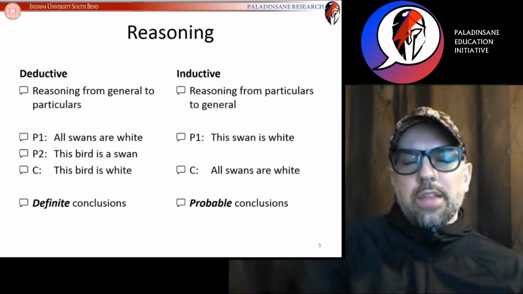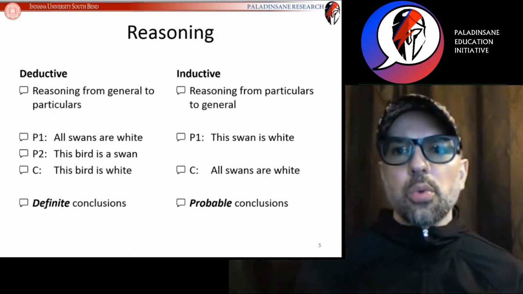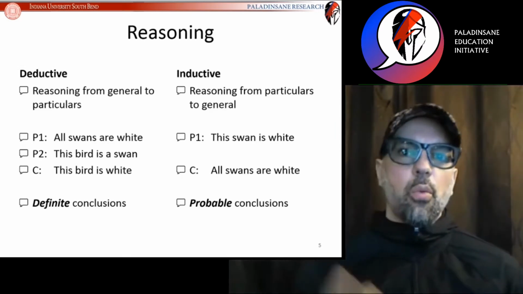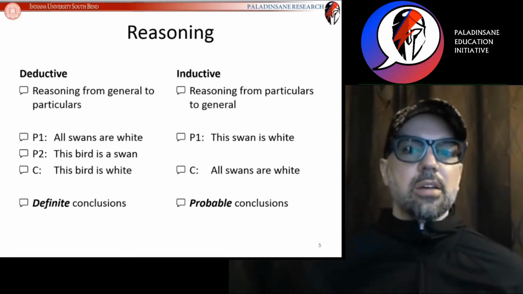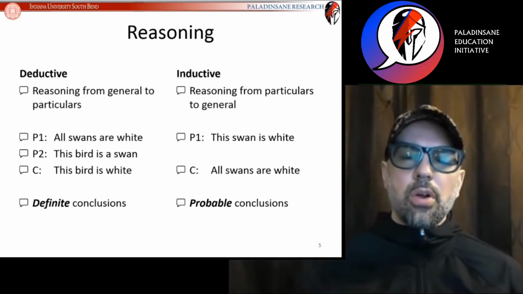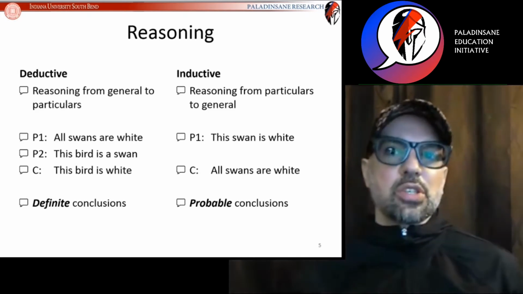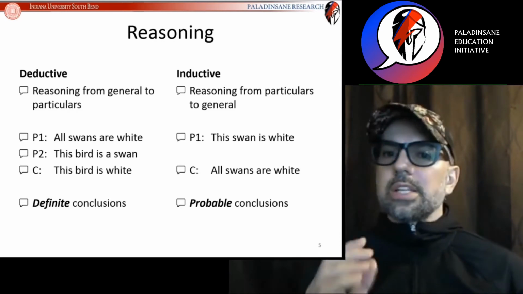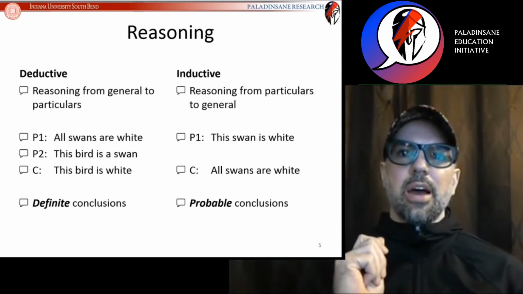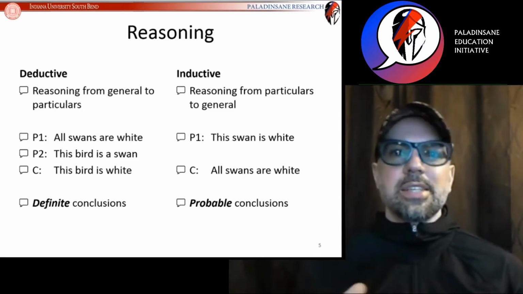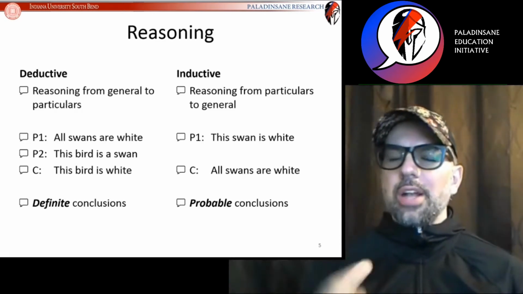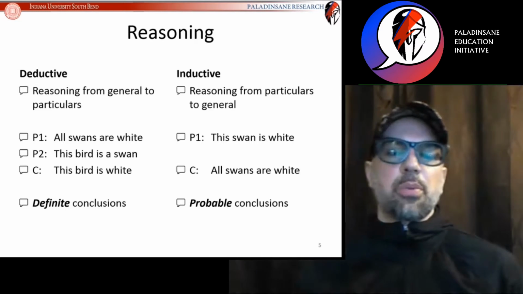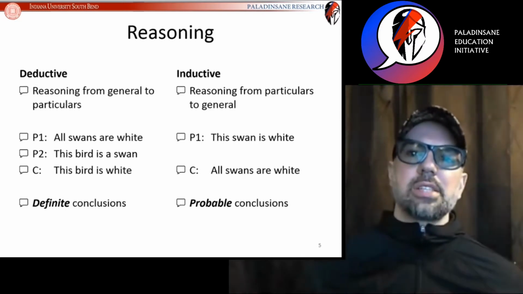So if we find one swan that is white, we might induce that all swans are white. That's not highly likely. But if we found our first 100 swans to be white, then the conclusion that all swans are white becomes even more likely. And if we found our first 1,000 swans that are white, the conclusion that all swans are white becomes even more likely. But notice that it never becomes definite. It never becomes 100% guaranteed, because all that it takes is that one black swan, that one non-white swan, and our conclusion is false. So inductive reasoning gives us probable conclusions. Deductive reasoning gives us definite conclusions.